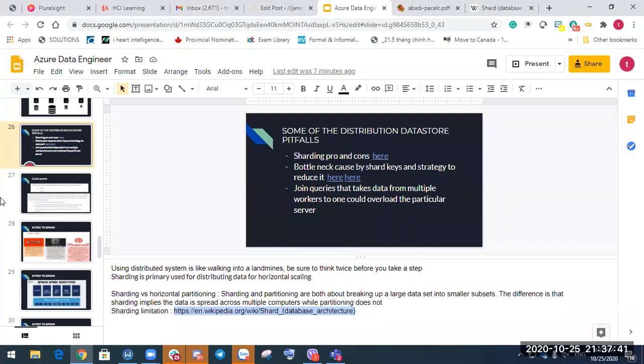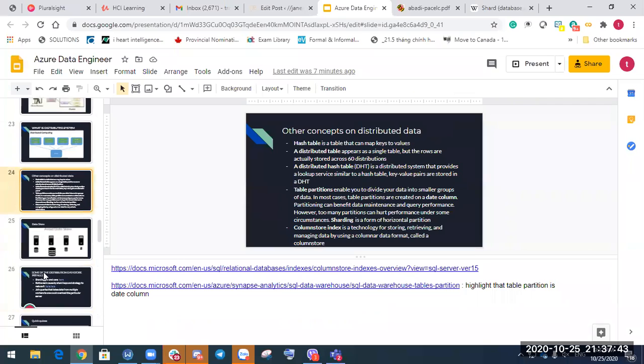Okay, so let's go back on this one and talk about this column. Sorry. So let's talk about column store index. Remember, we talked about columnar data format, right? So a column store index is just a technology to store, retrieve and manage data by using columnar format.